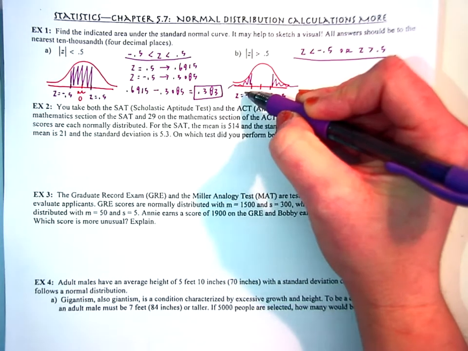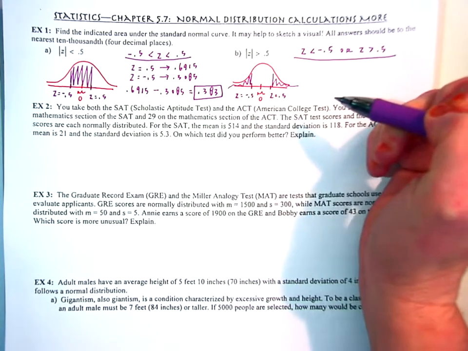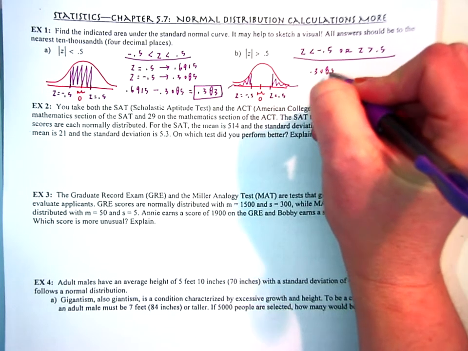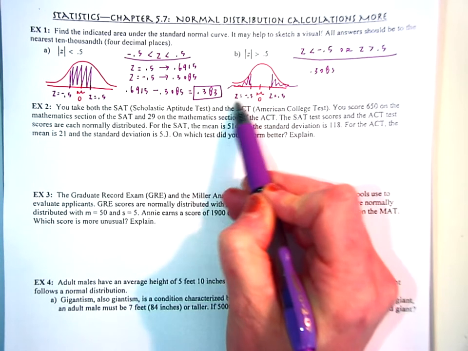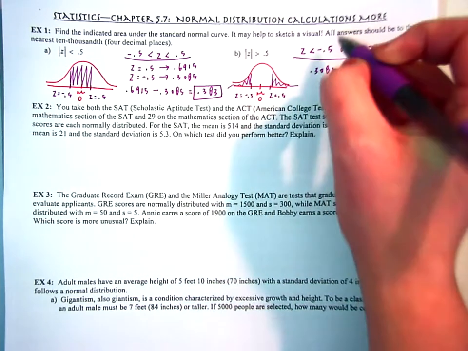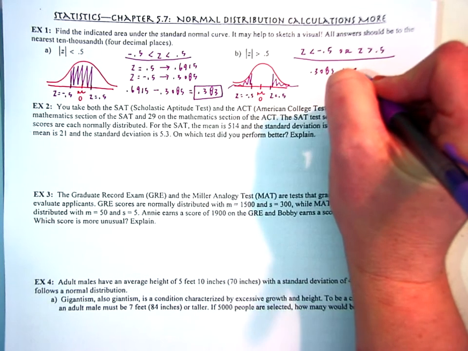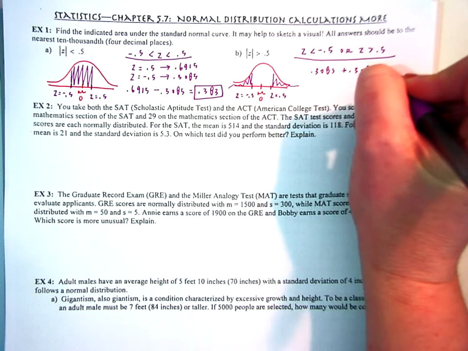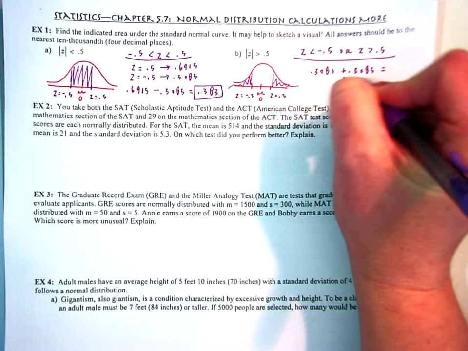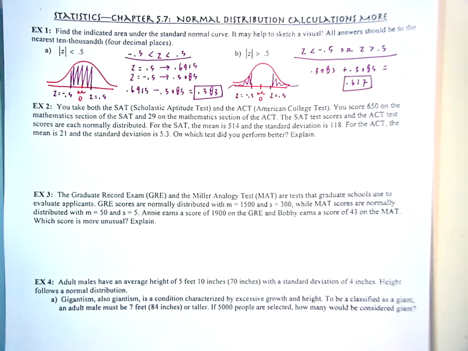So this one, we looked it up in the previous problem right here. The 0.3085. So that is the area right here to the left of that z-score. So the area to the right of this z-score will match 0.3085. So I end up with 0.617 as my final answer.